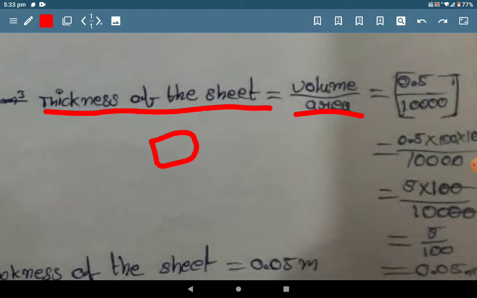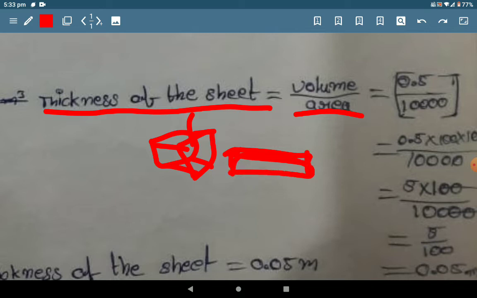A block of gold looks like this. And it was hammered into almost a 2D shape. It looked like this after it was hammered. So when it was hammered like that, it spread over an area of 1 hectare. It spread over that much area. So now that's why we are using volume by area.